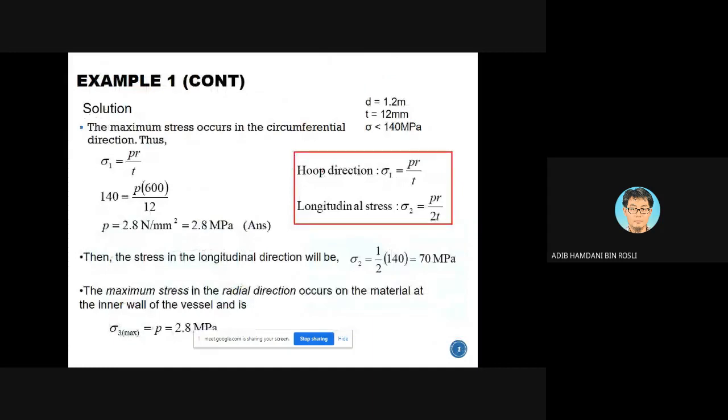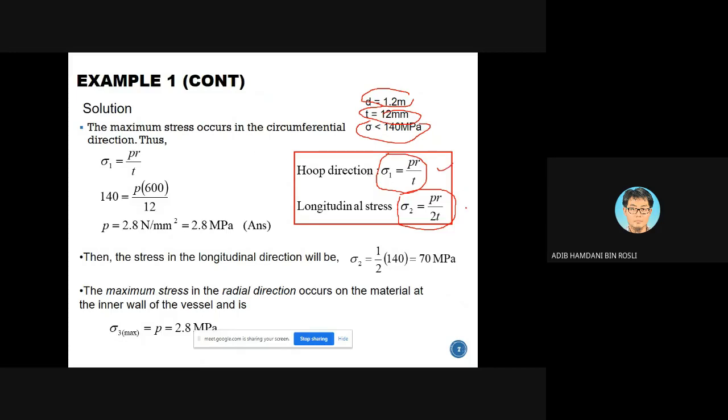So actually it's quite simple. I mean, in this case, remember that this is a cylindrical pressure vessel. So we have this hoop sigma 1 equals PR over T, and longitudinal sigma 2 equals PR over 2T, which is half of the hoop, right? And then you have this diameter, like I said before, you have thickness, and then this is your allowable stress for this material, which is 140 megapascal, right? So which one do you want to use?